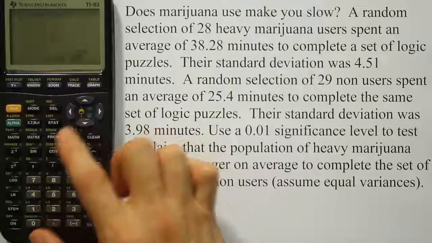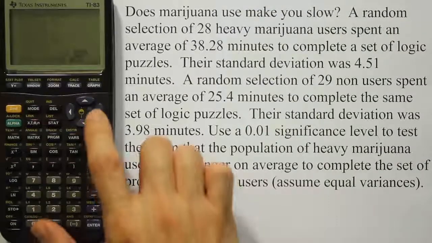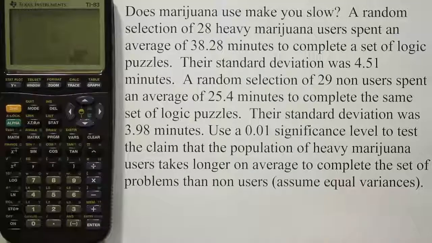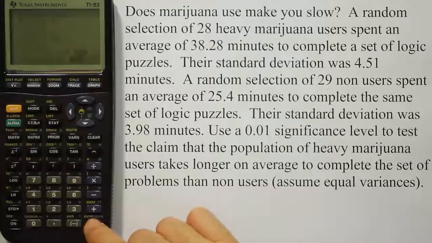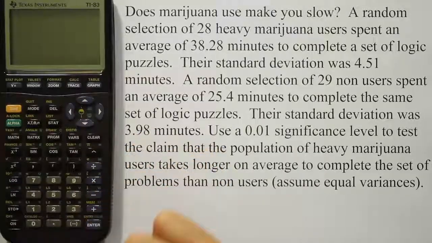All right, and then we come down here and it's going to ask us that question. Do we want to pool the sample variances into one estimator, or do we not want to do that? And so that hinges on whether we say that we're assuming equal variances or we're not assuming equal variances. If we're assuming equal variances, we say yes. If we're not assuming equal variances, we say no. But we're assuming equal variances, so we're going to say yes. I'll highlight that, scroll down to where it says calculate, and hit enter.